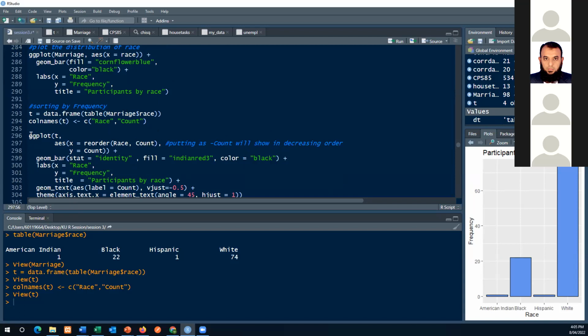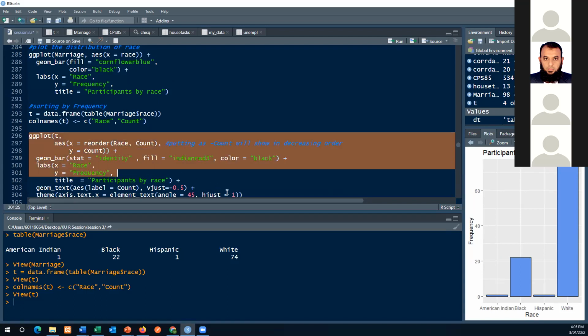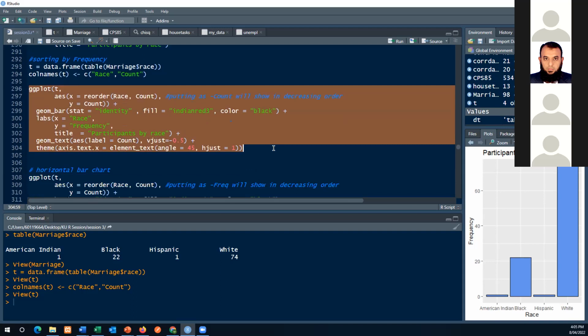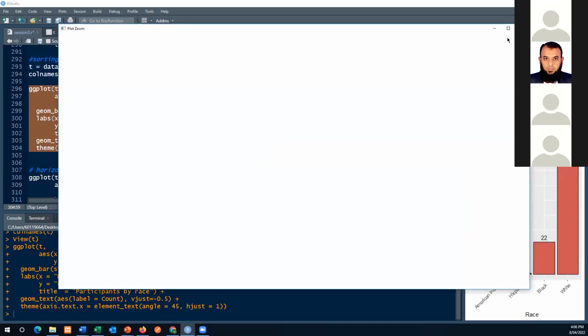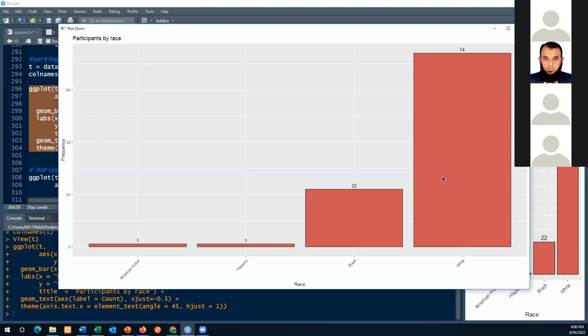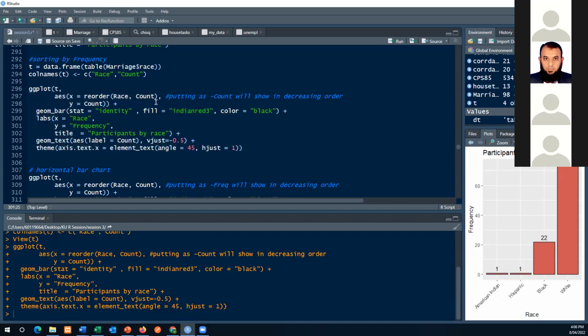Let's do it, and I will explain everything. Run it, then we get a graph like this, okay, we get smaller to bigger. We have a title, a bit angled, and we have our titles and everything. Now, if I want the opposite direction, if I just say minus count, then it will go from bigger to smaller.